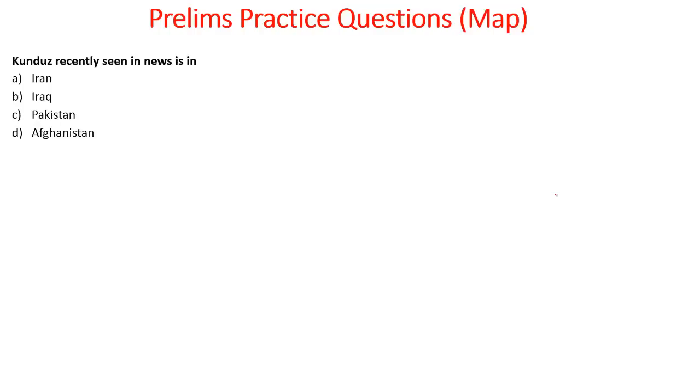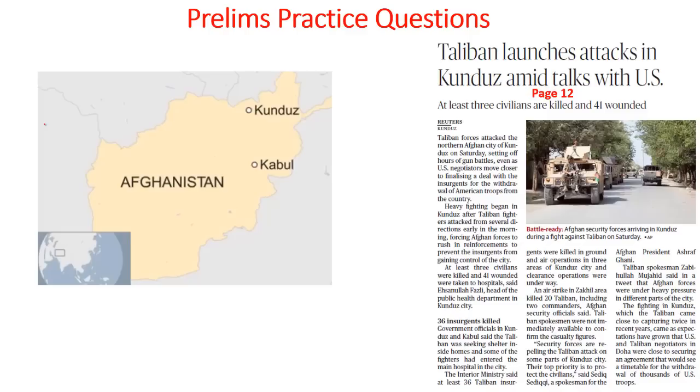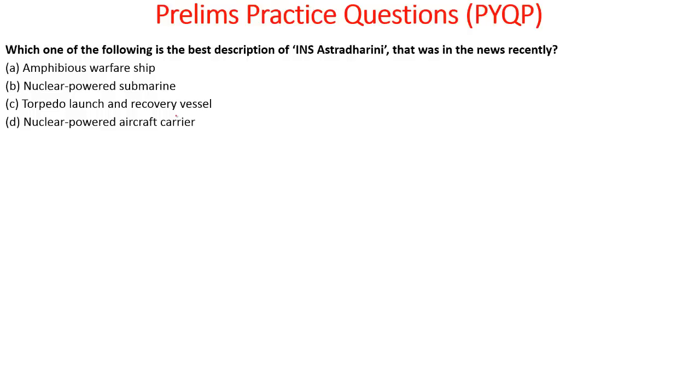Now let's look into the next practice question. Kunduz, recently seen in news, is in which country? The answer to this is Afghanistan. Why have I picked this up? Because there is a reference where Taliban has launched attack in Kunduz amid talks with United States of America. And this is the geographical location of Kunduz. Now let's look into the next practice question. Which one of the following is best description of INS Astadharini that was in news recently? The answer to this is torpedo launch and recovery vehicle.